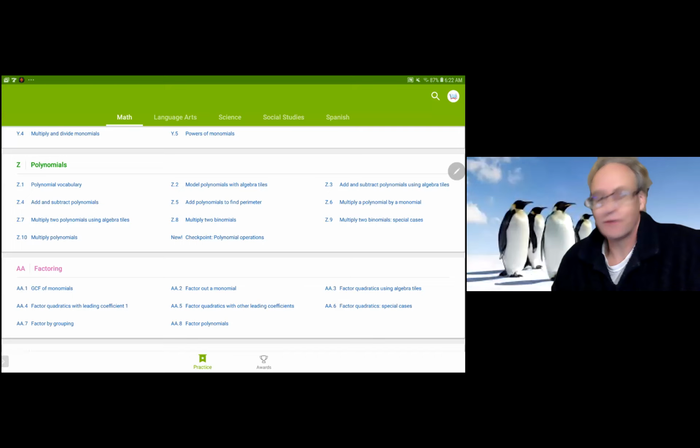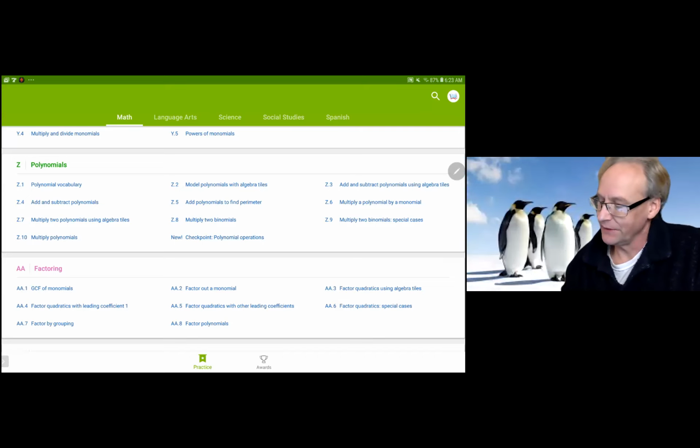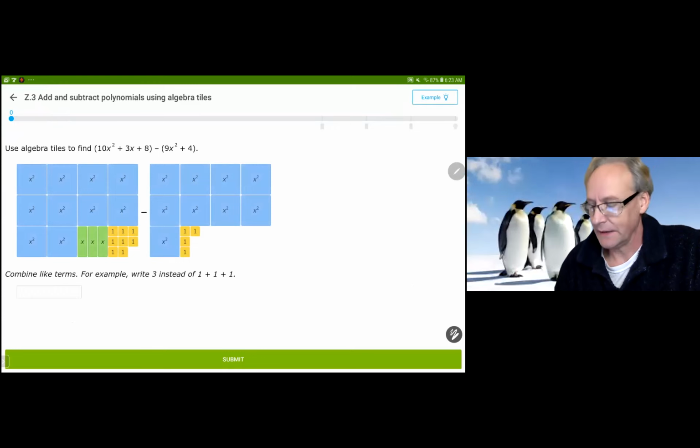Hi, everybody. We're going to do Z3, which is add and subtract polynomials using algebra tiles. I didn't preview this one, so it'll be a surprise. Let's take a look and see what it looks like. I assume we're adding like terms. Oh, they're going to have me do the subtraction.